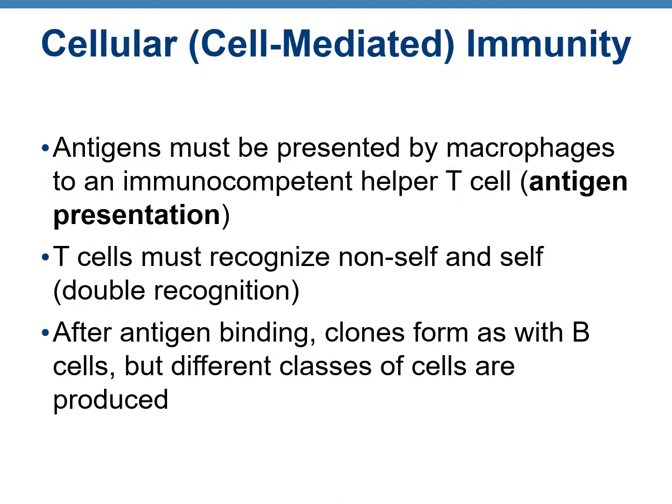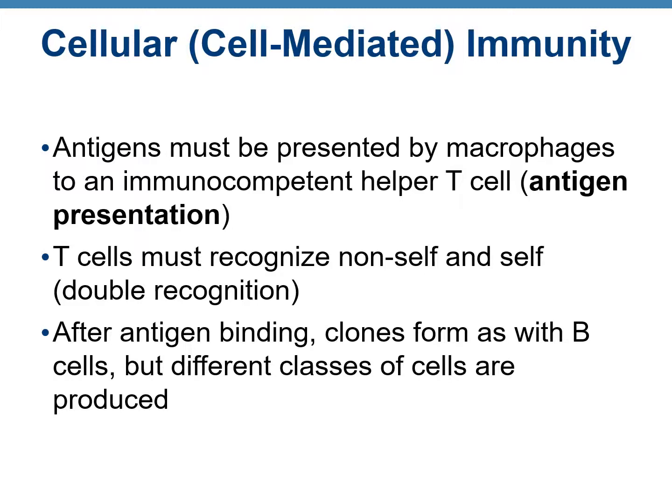Moving on to cellular or cell-mediated immunity, which is brought about by T cells. For the T cells to act, they must be presented with the antigens by other cells such as macrophages. So a macrophage would present an antigen to the immunocompetent helper T cell. This is known as antigen presentation. The helper T cells are like scouts. They are the first ones to know where trouble is, and they are the ones who signal other T cells such as the killer T cells, also known as cytotoxic T cells, to come and start attacking the antigen.